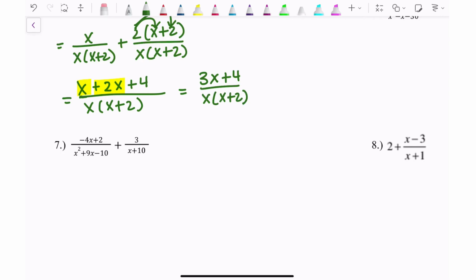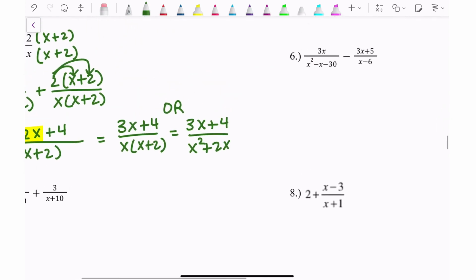Now, different teachers require different things. I have my students leave this as is because I can't factor anything out of the numerator, so nothing's going to cancel. But if this was a multiple choice exam, you might see that the bottom had been redistributed. And so that is another way you could see the answer.